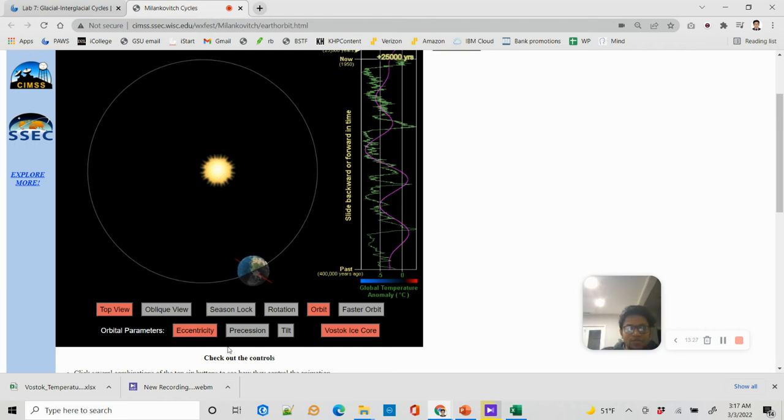But if you put precession factors in there, it is getting almost similar to the Vostok ice core measurement. There's still some difference in there as well, but if you put the tilt factor as well, now you see it's almost similar. So that way we can say that the eccentricity, precession, and tilt actually work together to make the temperature difference or seasonal difference.